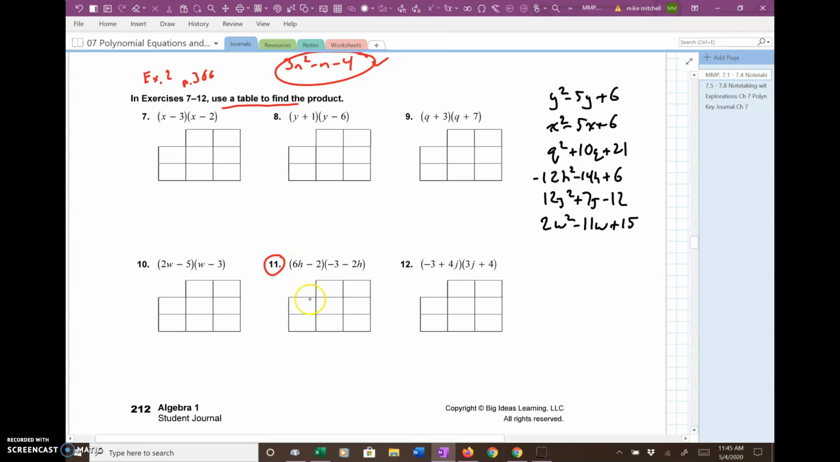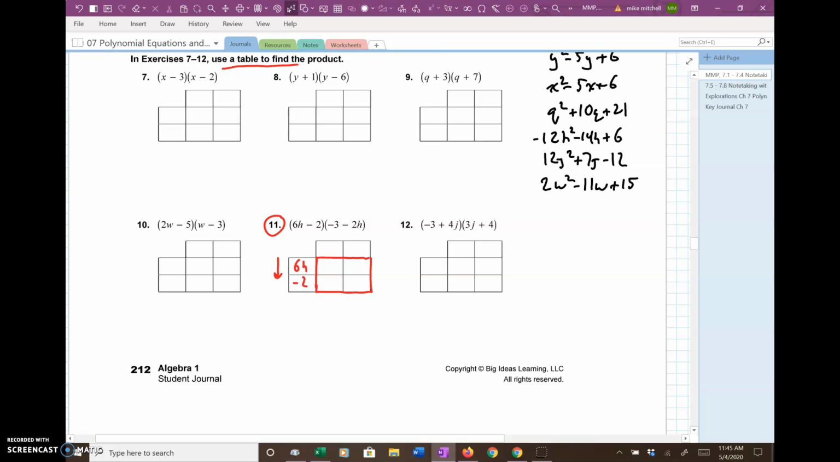You write these numbers in these outer boxes. We have these little inner boxes, and that's where our answer is going to show up. I don't always write these outer ones, but you can. And I always write them in decreasing order of degree. So I'm going to have the 6h on top and the minus 2. This decreasing order of degree works really well on some other ones I'll show you later.